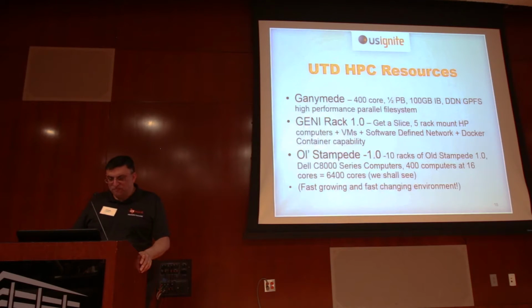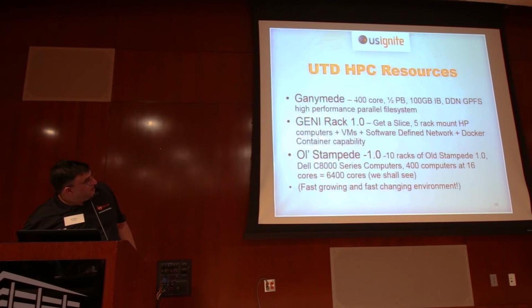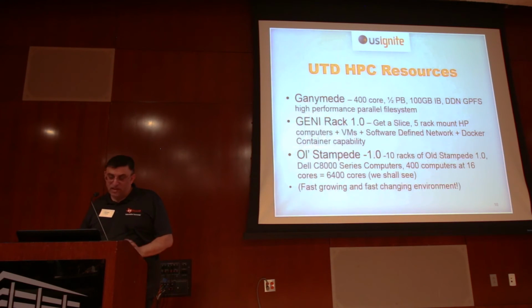Another very interesting thing happened. Frank, who's ill today, was able to negotiate for UT Dallas to get 10 racks of the old Stampede Supercomputer from TAC. Those are in flight at the moment, so in the next week or two, those will show up at UT Dallas, and you can see the scale of things here. This is 400 cores, and this is 6,400 cores that are going to become available.